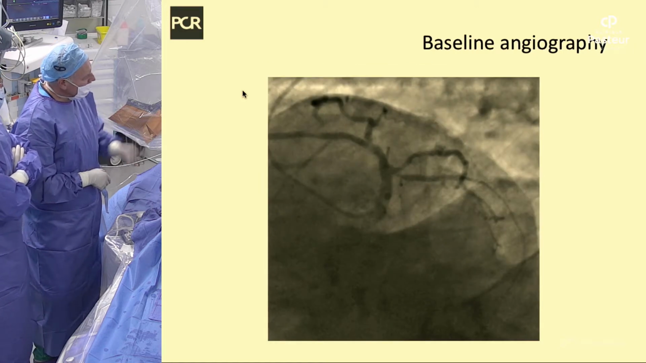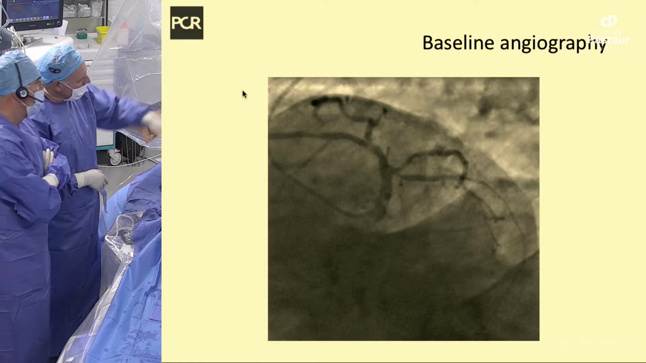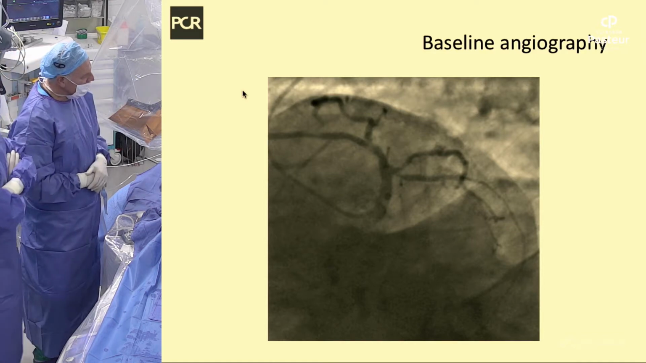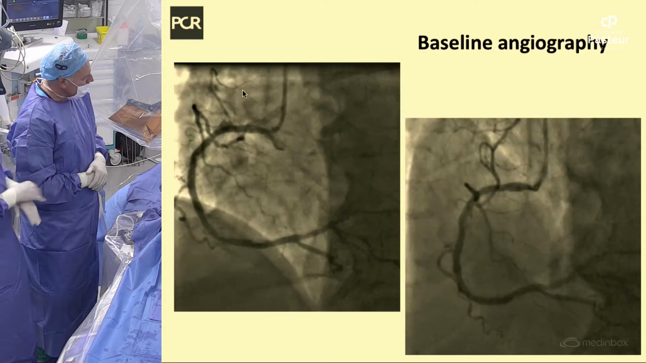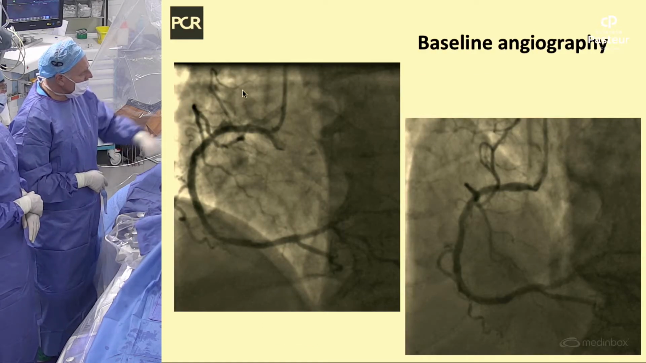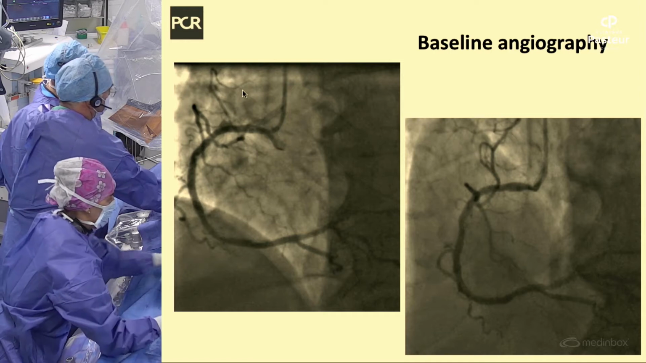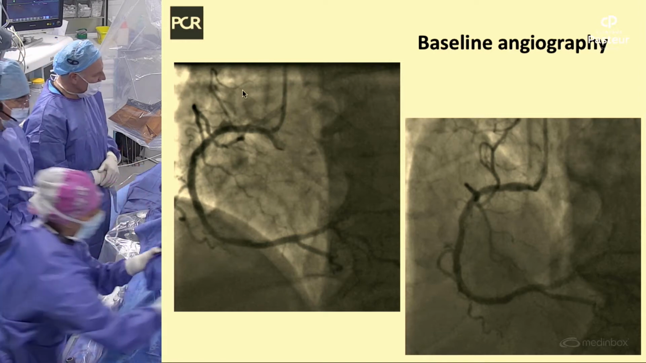Next. This is the spider view. We can see the eccentric lesion at the level of the LAD-diagonal bifurcation. Next. And the right coronary artery is diffusely calcified, but there is no major stenosis at this level.